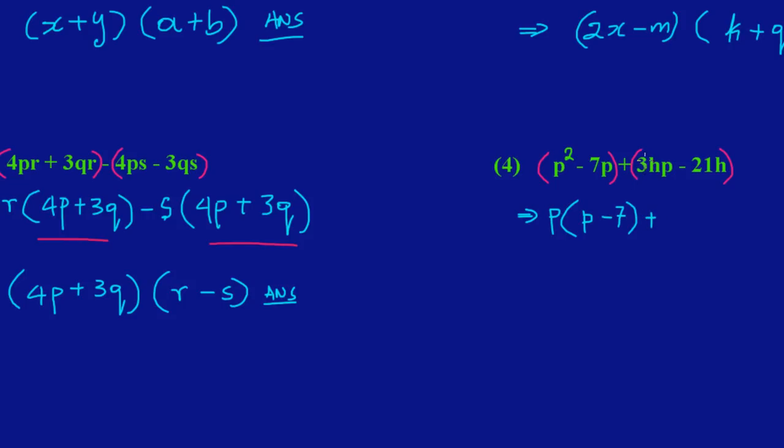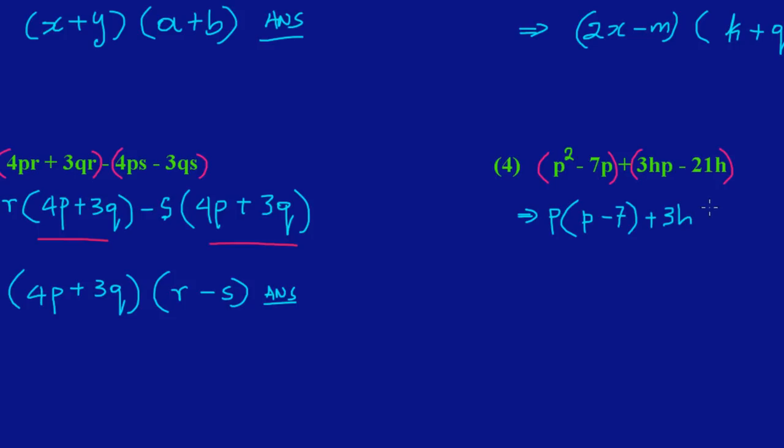And I'm going to say 3hp minus 21h, I'm asking myself what is common. So first I'm going to look at the numbers, okay? I have a 3 here and a 21 here. So I'm going to say then 3 can go into itself once, 3 can go into 21 seven times. So 3 is common to both 3hp and 21h. So I take out my 3. Then I'm going to look at my letters, hp. What is common to this? I have an h here and an h there, so also h is common.